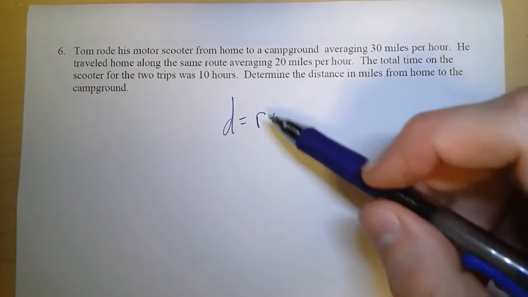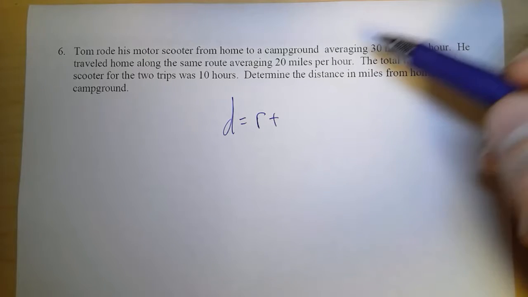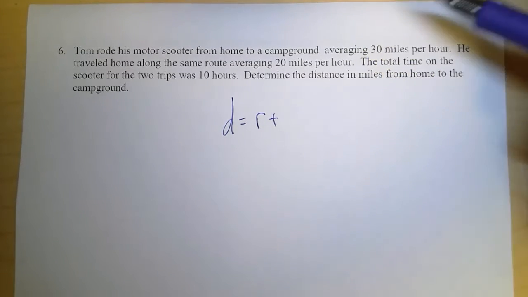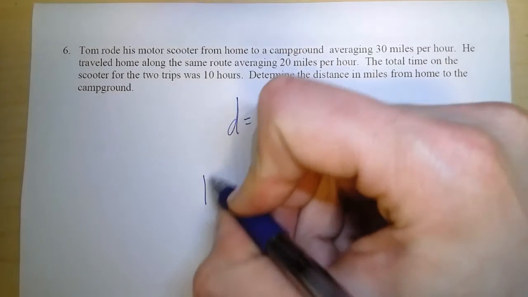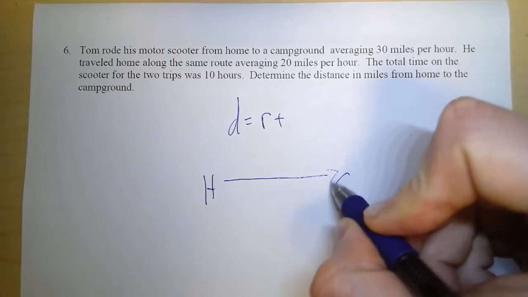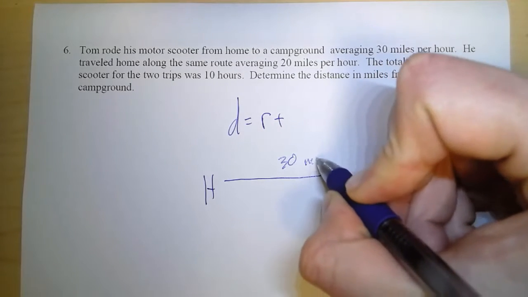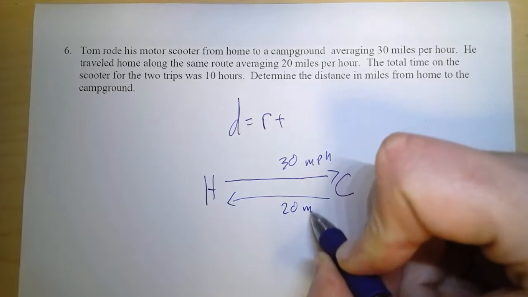Now it says he traveled home along the same route, averaging 20 miles per hour. Now the total time for both trips was 10 hours. So we want to determine the distance in miles from home to the campground. And so going one way, he averaged 30 miles per hour. On the way back, 20 miles per hour.